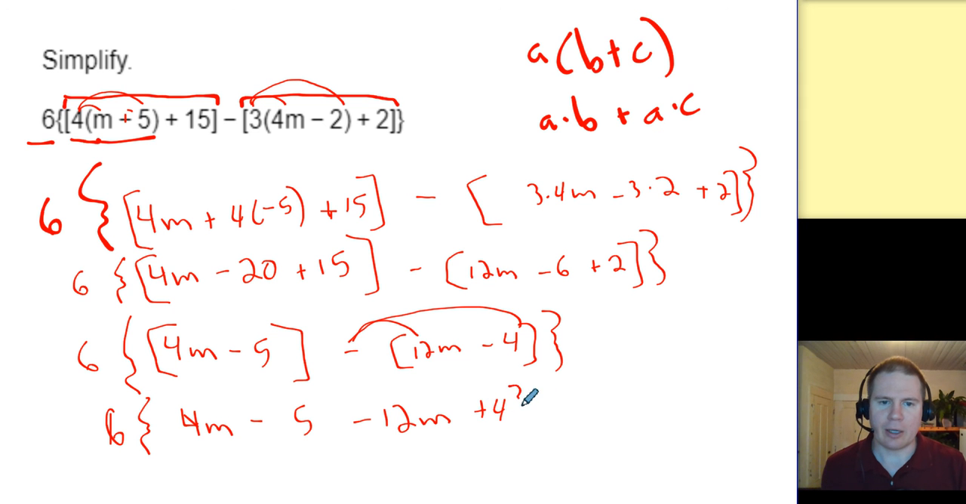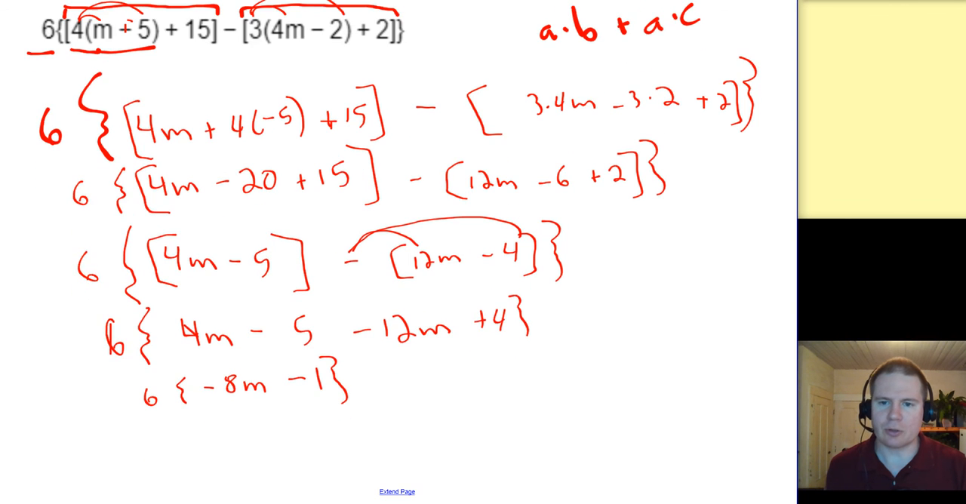I can combine these terms now. 4 minus 12, that's negative 8. Negative 5 plus 4, that's negative 1. No more simplifying I can do in here. All I can do is distribute the 6.